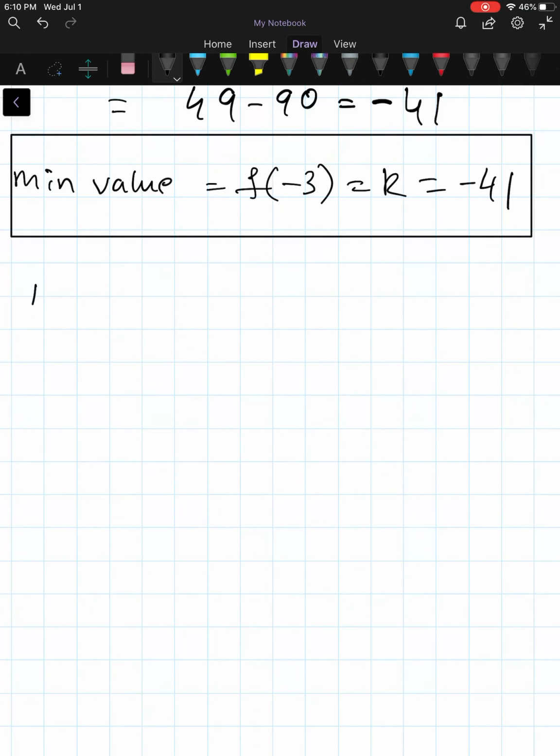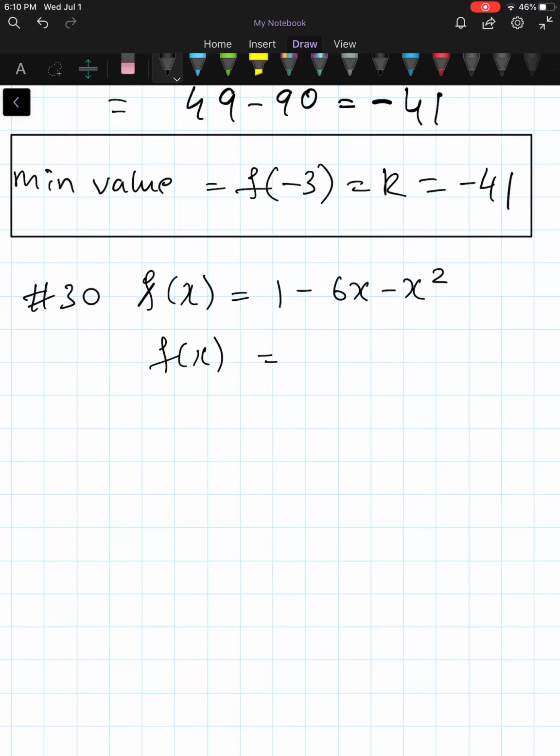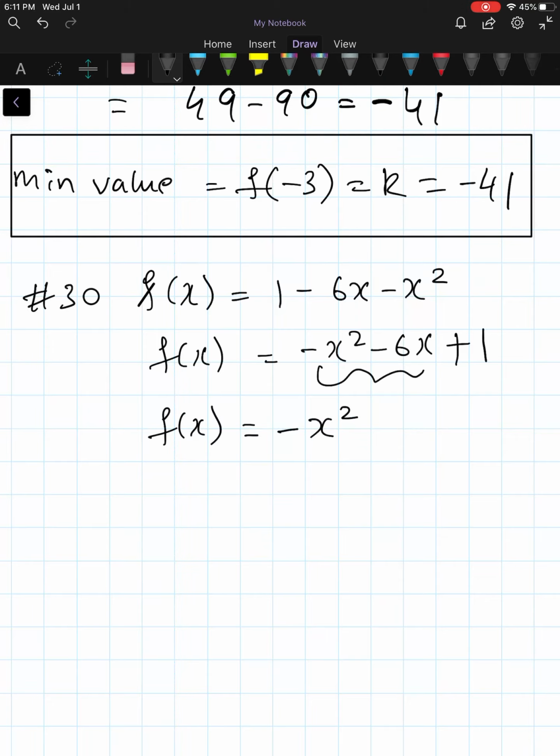Let's do something that is the opposite, problem number 30. This problem says f of x is equal to 1 minus 6x minus x square. Rewriting the function as negative x square minus 6x plus 1, I am just reordering the terms. Now I have to simplify the first two terms to get a perfect square and express it in standard form.